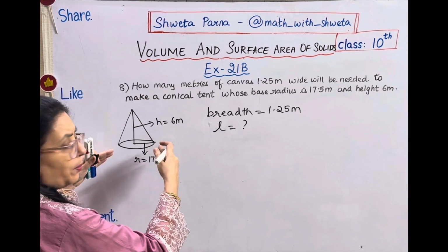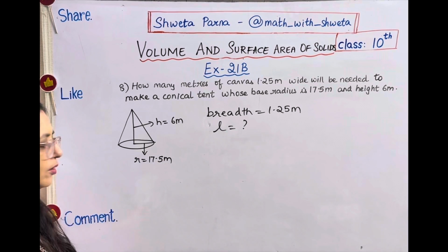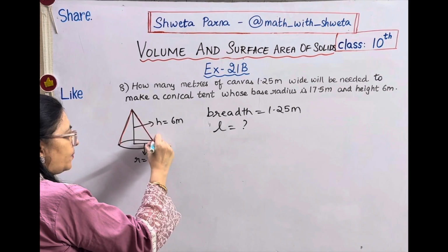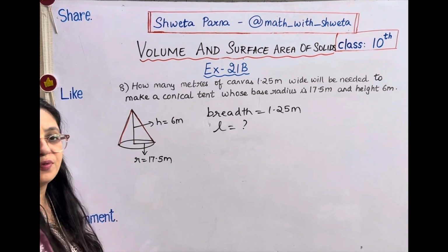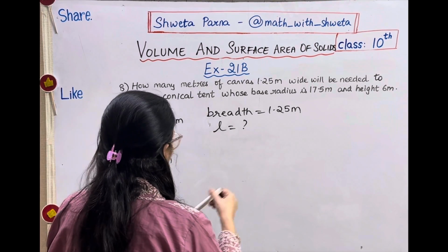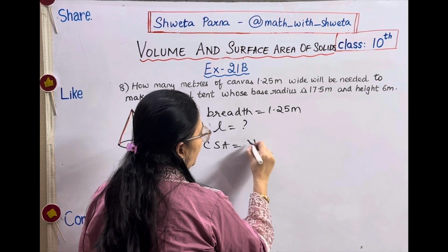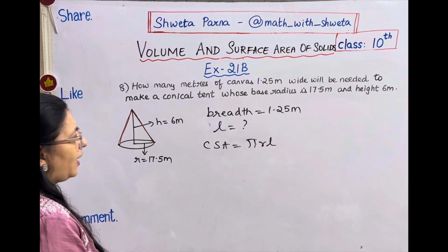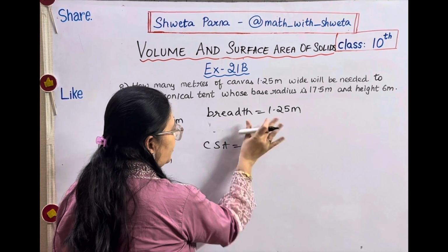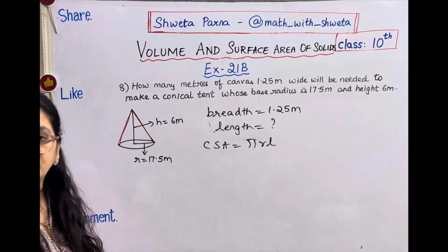So you are going to make a tent whose radius is 17.5 and height is 6 meter. Now you need a tent. So what is the shape of the tent? It is like this, correct? So what are we supposed to find? You are supposed to find the curved surface area. So let's find the curved surface area. What is the formula? Curved surface area for a cone is pi r l. Is L given to you? This is the slant height and this is the length. There is a difference. You have to find the length. How many meters of canvas do you need?